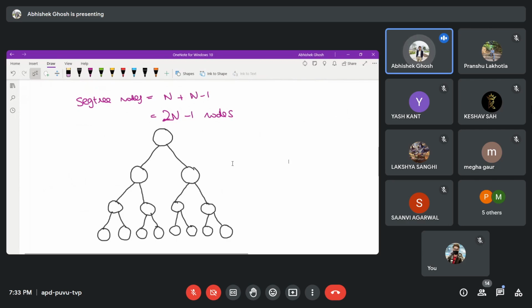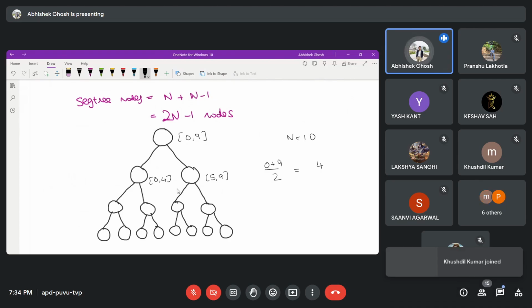Okay, so for n is equal to 10, our indices would be from 0 to 9. So our root node would store the answer for the complete array. Our left child would store the answer from 0 to the midpoint. What is the mid of 0 and 9? It is 4.5, so let's take the integer part, 4. So it will store from 0 to 4, and the remaining elements are 5 to 9. Right, till 4 we have, so mid plus 1 to end.